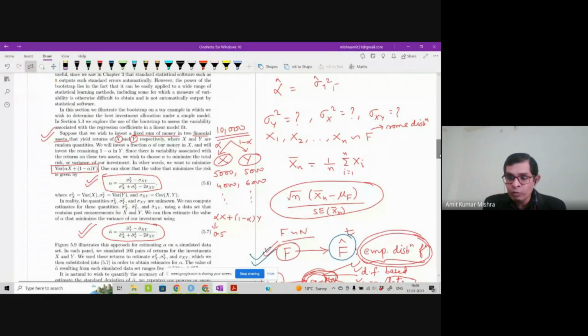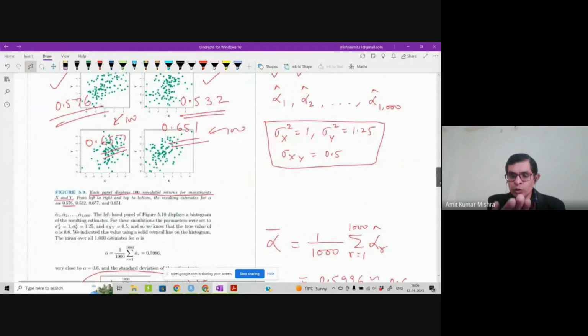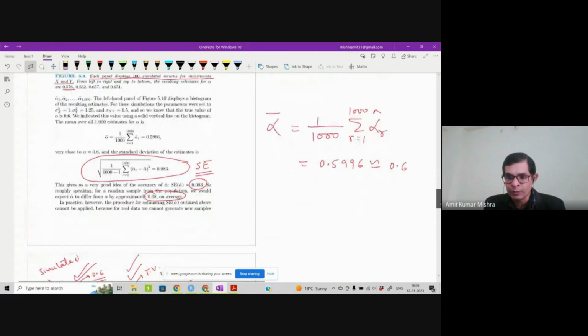Now we will go towards the example. I will show you this example with the help of R also. But before going into R, I want to discuss everything theoretically first. I will show you all these things in R also.